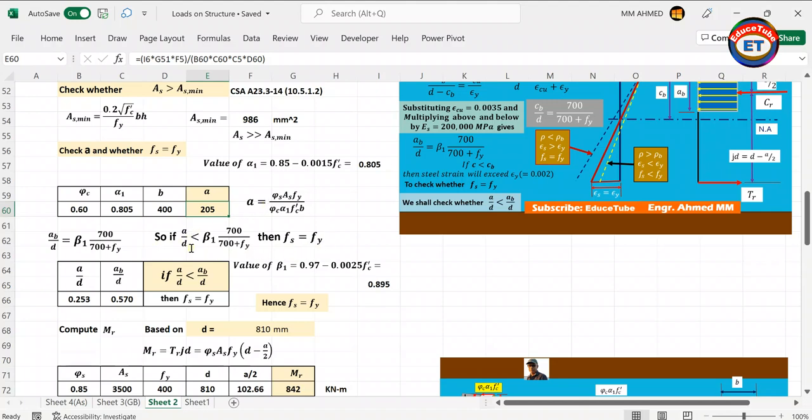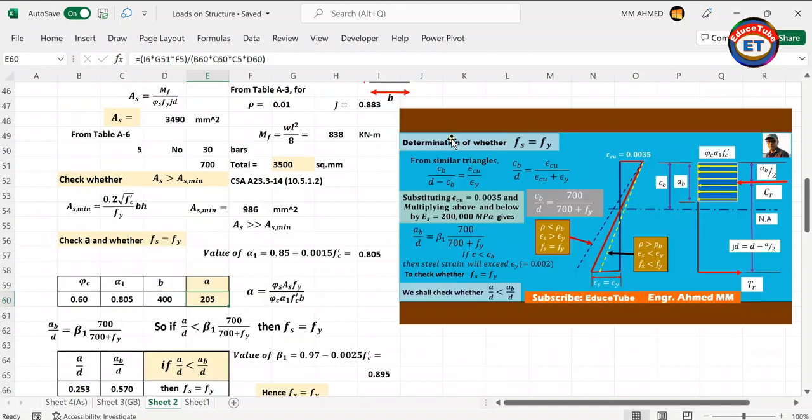This one, a by d, beta 1 times 700 divided by 700 plus Fy. Also, from similar triangles, I calculated it here. We know epsilon cu maximum value is 0.0035. Above and below we multiply by the modulus of elasticity of steel, then we get this equation. This is a most important equation. If we want to write ab instead of cb, we have to multiply it by beta 1, because this relation is with beta 1. This is the most important equation to justify balanced failure.